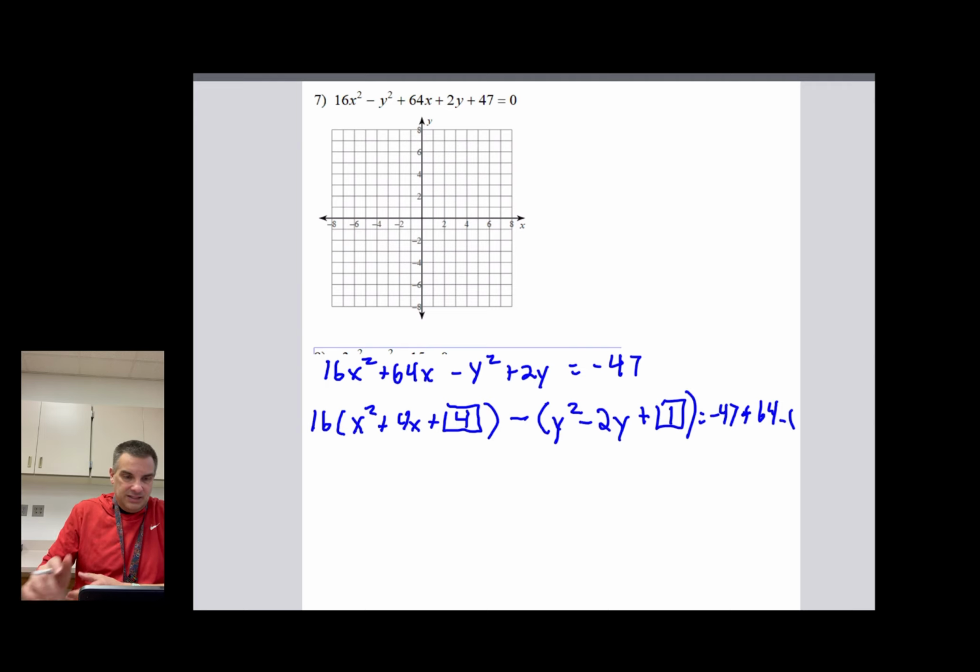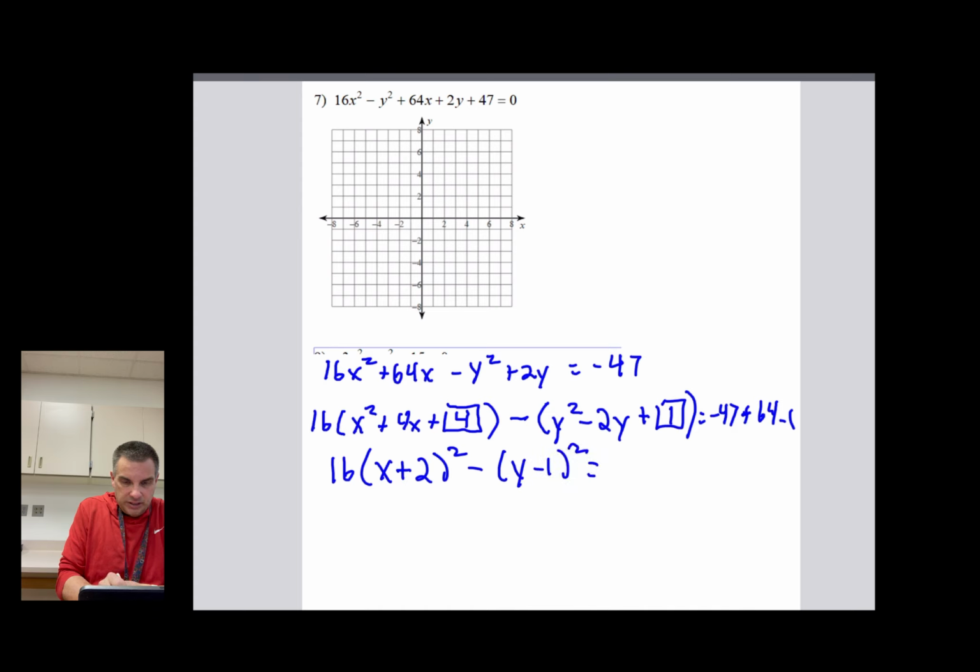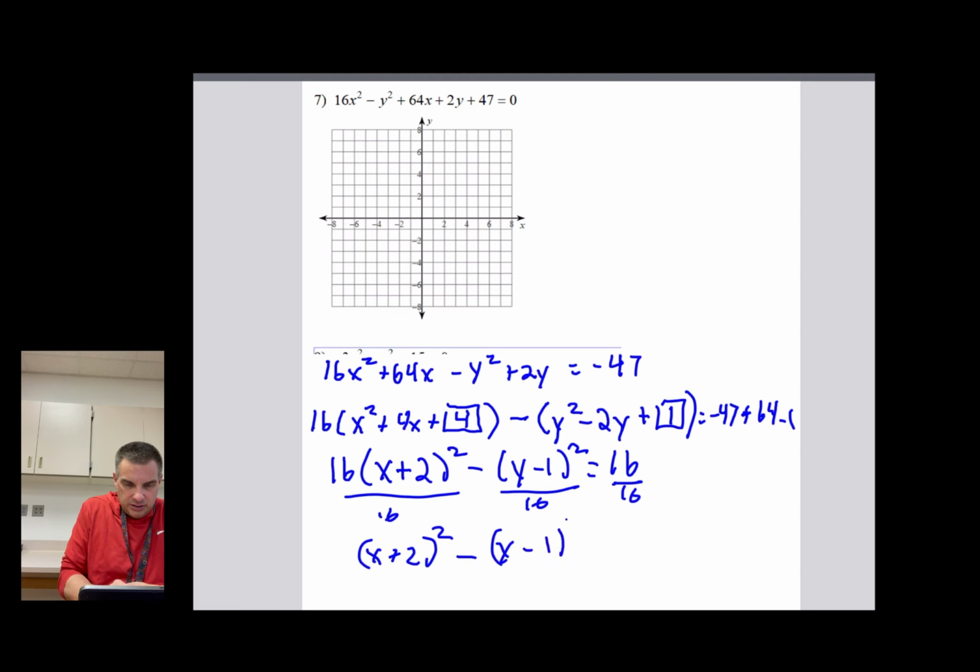Okay. So then that leaves us with 16 times x plus 2 squared minus y minus 1 squared equals, you put that all together, you get 16. And divide by 16. So that leaves us with x plus 2 squared over 1 minus y minus 1 squared over 16 is equal to 1. So there's our formula.